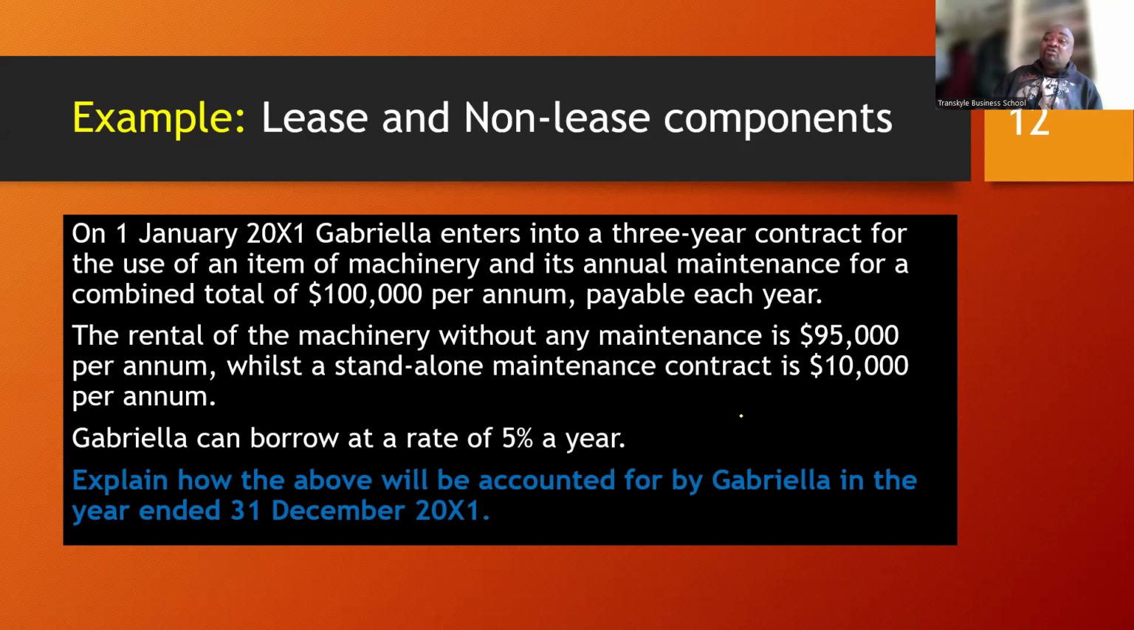So we now need calculators here. We need to do the allocation, and we have seen in the previous example, when we were introduced to this subtopic on lease and non-lease components, we managed to allocate the whole transaction price into the lease and non-lease components. We can still do the same here. For example, we are told that the combined total is 100,000.